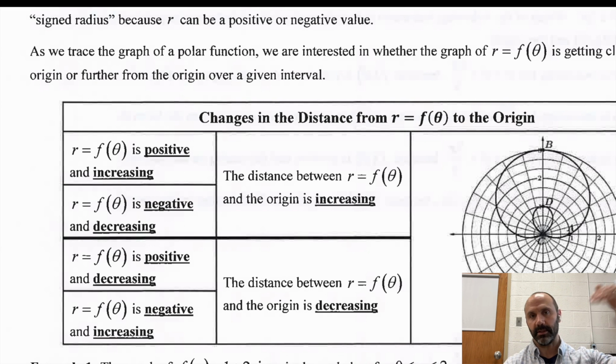So if it's negative, like it's on the other side, and then getting closer to the origin, we would call that increasing. But if it's positive and decreasing, so positive and getting closer to the origin, we would say it's decreasing. And then if it's negative and increasing, so it's negative on the other side, but increasing, so that means it's getting higher overall in value from negative to positive, then that means the distance between r and the origin is decreasing.